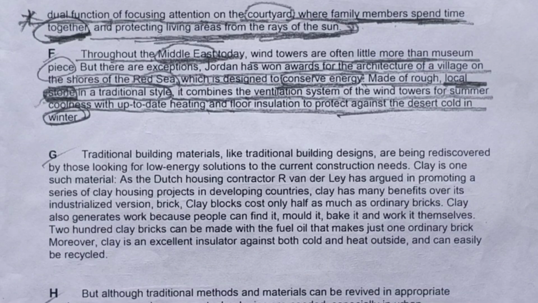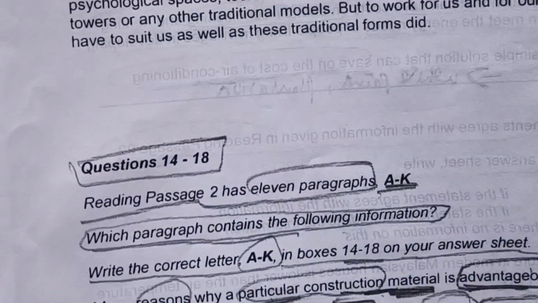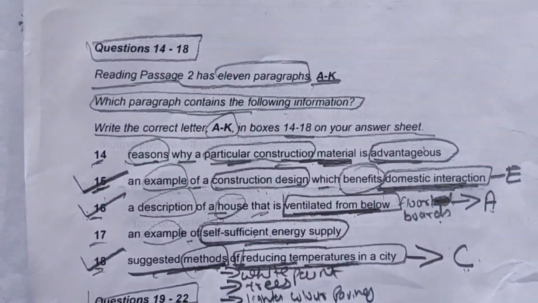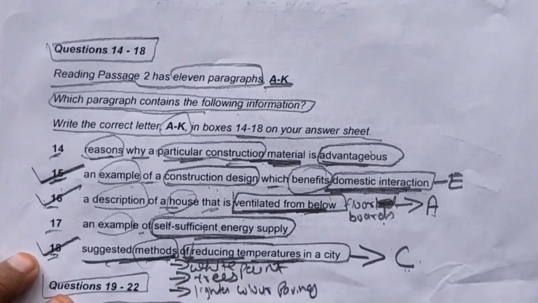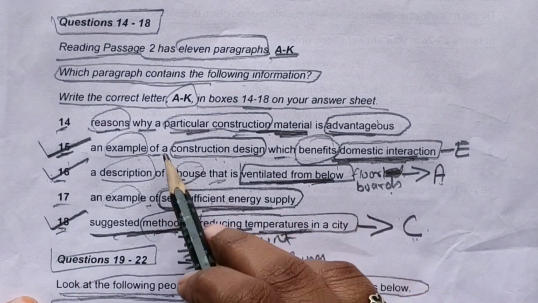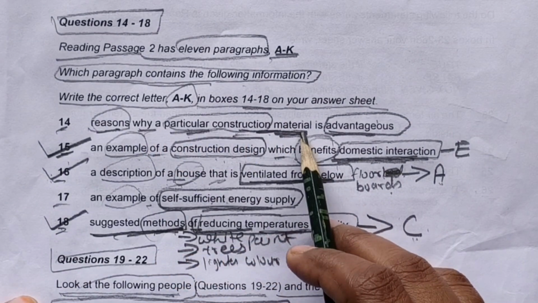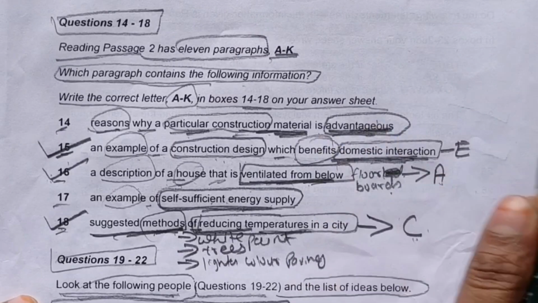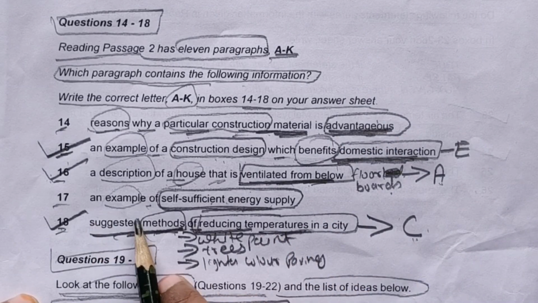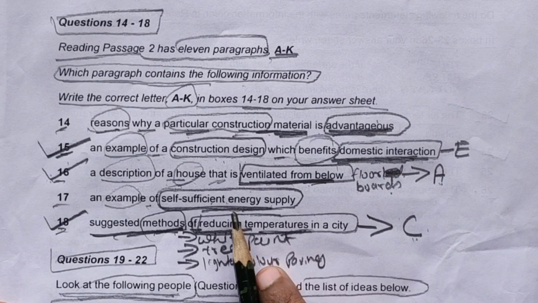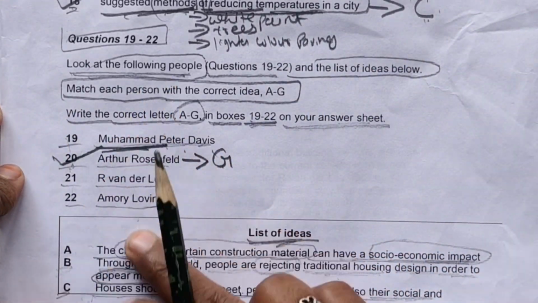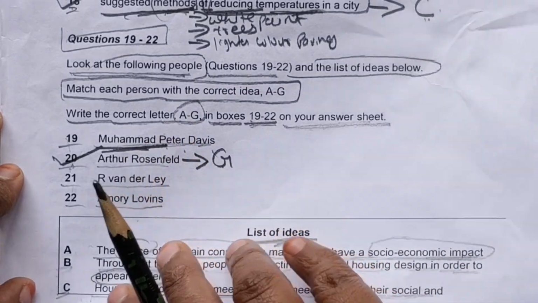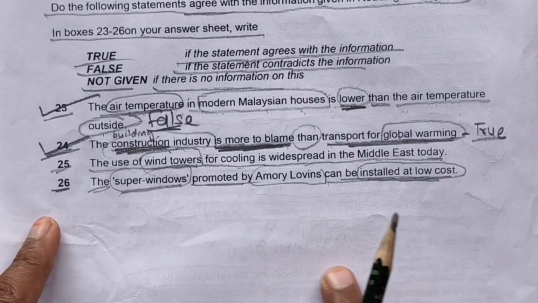So let's see whether we are getting our answers or not. So in our first question type, here they are talking about the reason why a particular construction material is advantageous. So this thing we have not seen. An example of self-sufficient energy supply, this also we have not seen. And we have not seen any of these lists of persons.